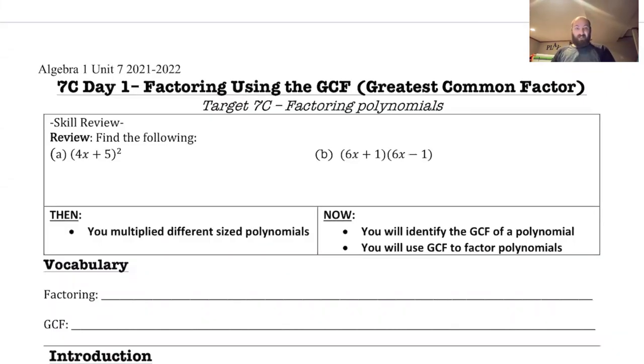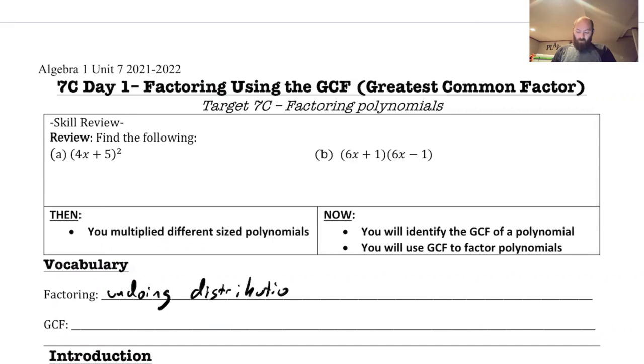Today we're going to be talking about 7C Day 1, factoring using what's called the GCF or greatest common factor. So let's talk about what factoring is before we get into that. Factoring is our way of undoing distribution.